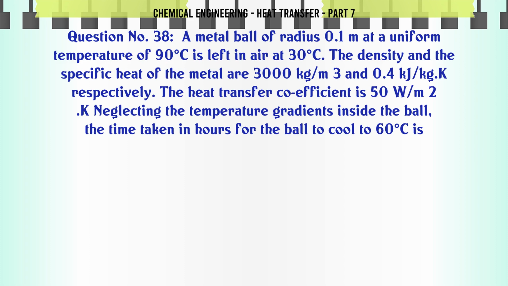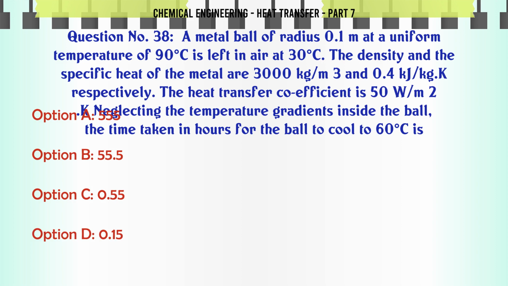A metal ball of radius 0.1 m at a uniform temperature of 90 °C is left in air at 30 °C. The density and the specific heat of the metal are 3000 kg/m³ and 0.4 kJ/kg·K respectively. The heat transfer coefficient is 50 W/m²·K. Neglecting the temperature gradients inside the ball, the time taken in hours for the ball to cool to 60 °C is: A. 555, B. 55.5, C. 0.55, D. 0.15. The correct answer is 0.15.